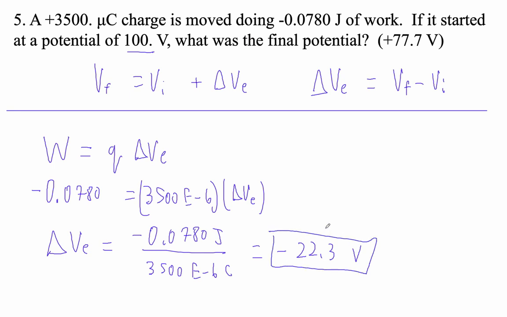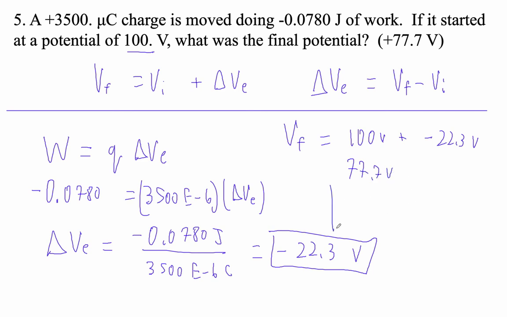So let's see, we moved it, I guess, toward a place where it's more negative, right? Because this is positive charge. And so we started at 100 volts, and I guess we're now at lower potential, right? So the final potential is the initial potential plus the change in potential. So I'm going to add that to 100, and I get 77.7 volts.